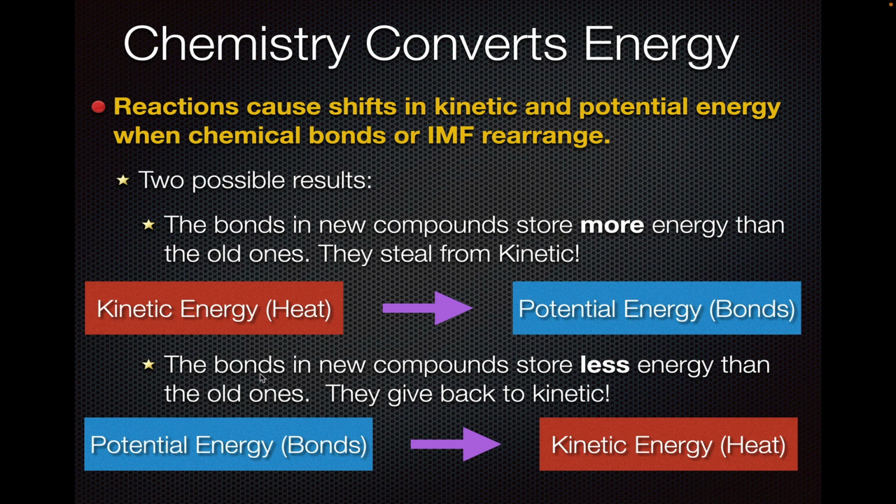Or the other way around. The new bonds from those compounds need less, okay? So they're going to store less energy. The old ones had more, so if you're going to store less, you need to get rid of your excess, okay? So if you start with a whole bunch of potential energy and you need less at the end, then your kinetic energy is going to increase or be converted because you're not storing as much as before, okay?